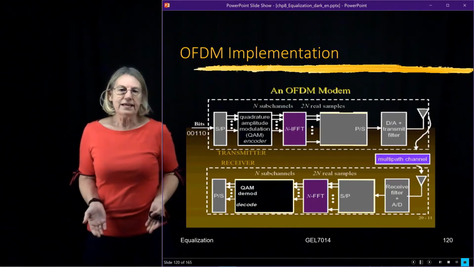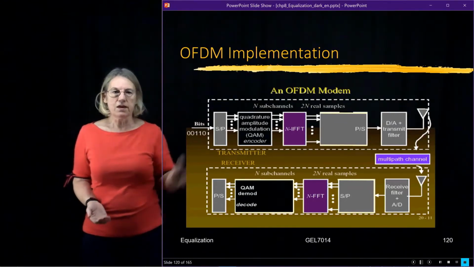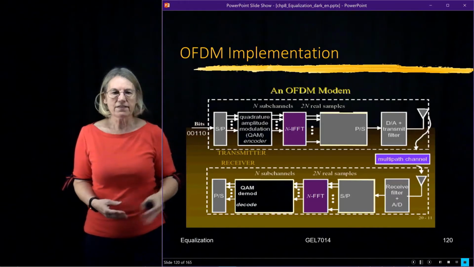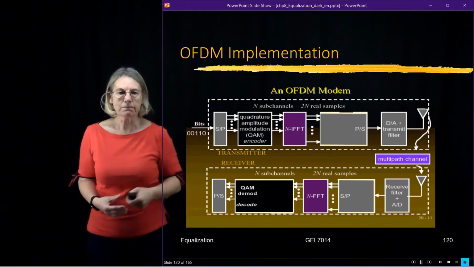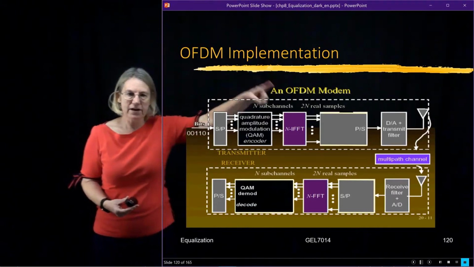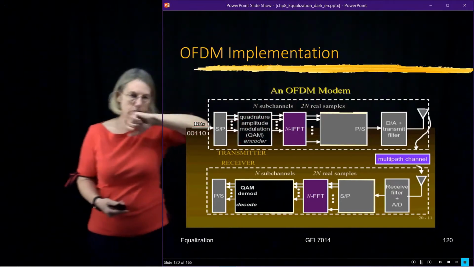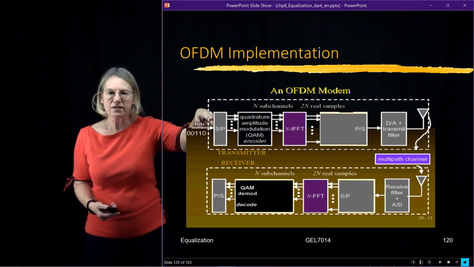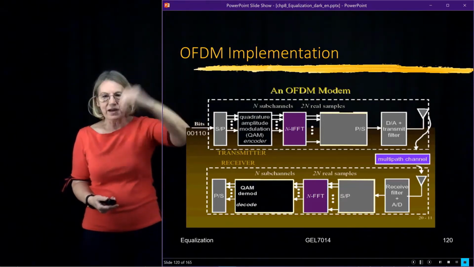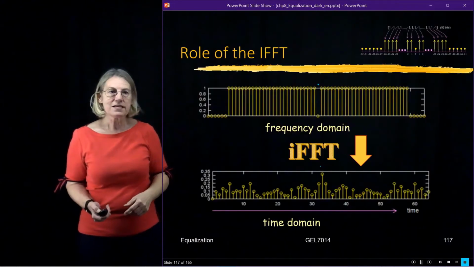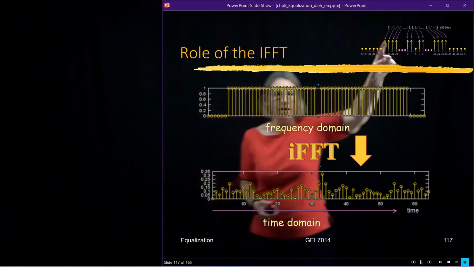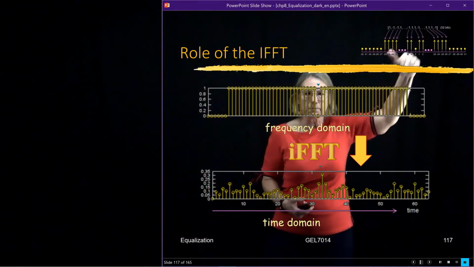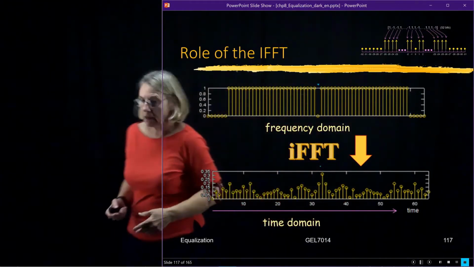So let's look at the implementation of OFDM, what's going on in the transmitter and the receiver. We see here a block diagram of the different steps we go through. The first thing is that we have our bits coming in and we do a serial to parallel conversion. This means I'm taking my sequence of bits like I have up here, and I'm putting each one in a position in this vector.